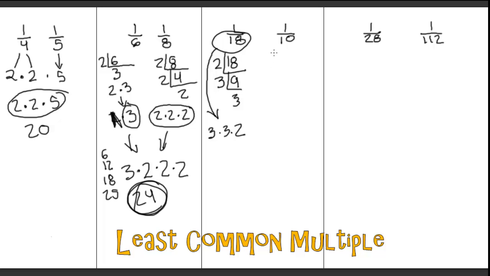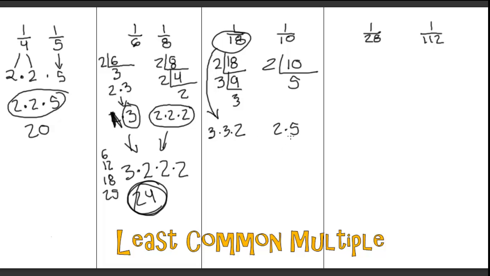Now we're going to do 10. 10's a smaller number. It's easy. I'm going to do my brackets because I like brackets as opposed to branching. So 2 goes into 10 5 times. And wow, there you go. There's your prime factored form of 10. So 2 times 5.